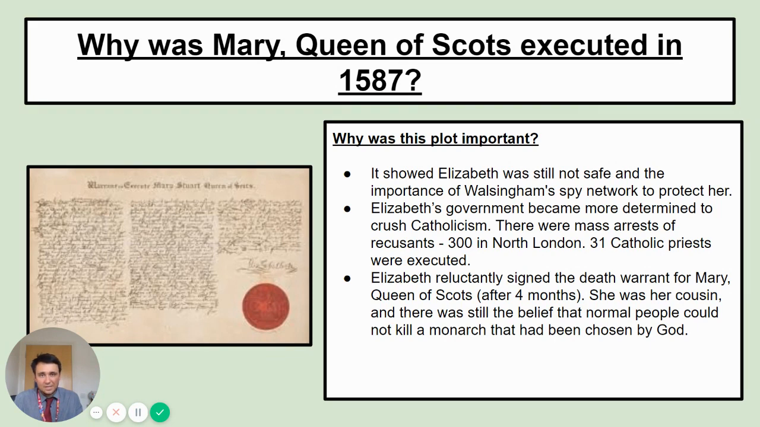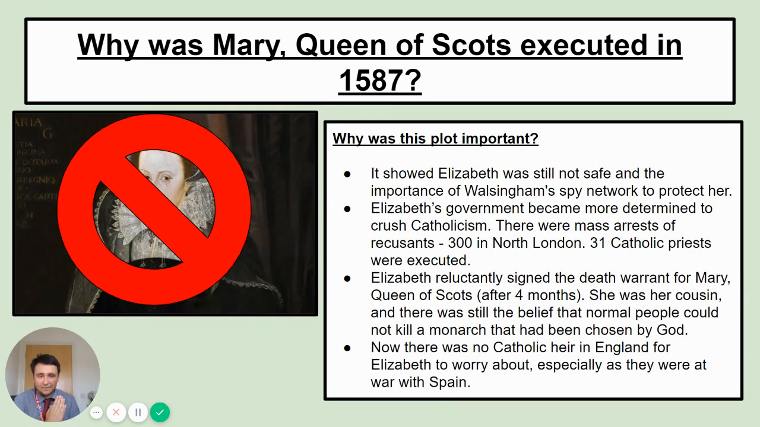But this was typical of Elizabeth. She was a brilliant monarch, but actually she was reluctant. She was looking to blame other people. She often couldn't make her mind up about big decisions. But it was no use. She'd signed the death warrant and it was going through. Mary, Queen of Scots, was going to be executed.